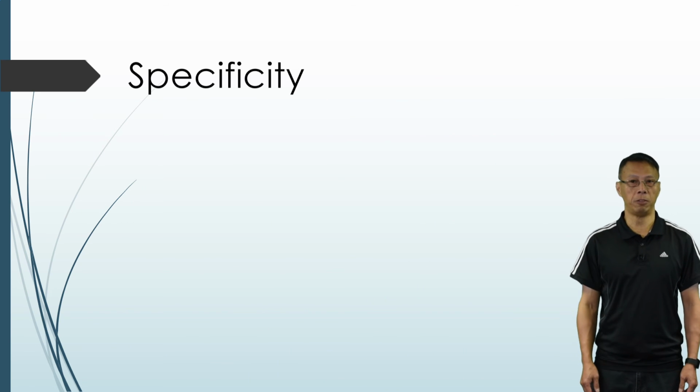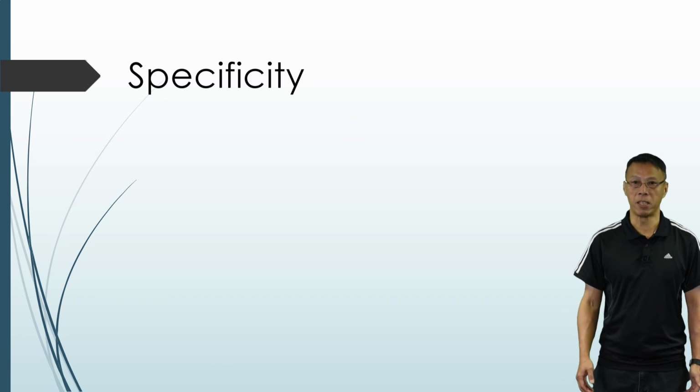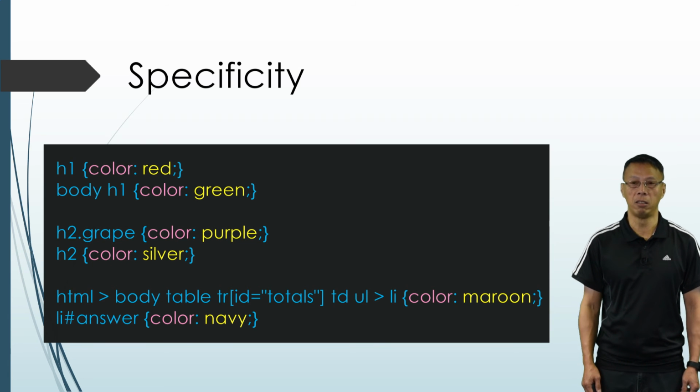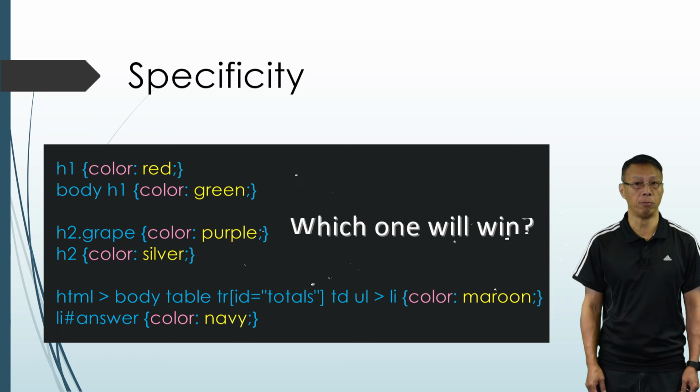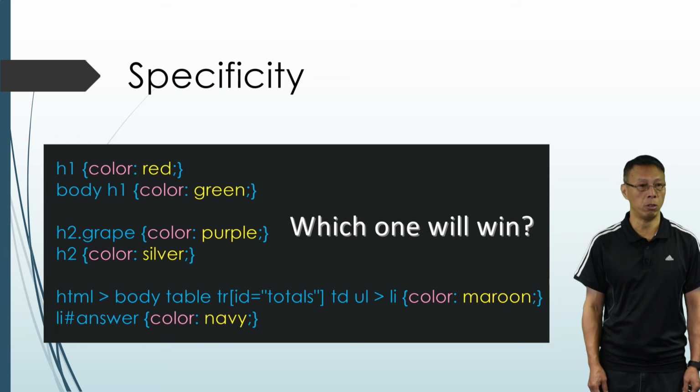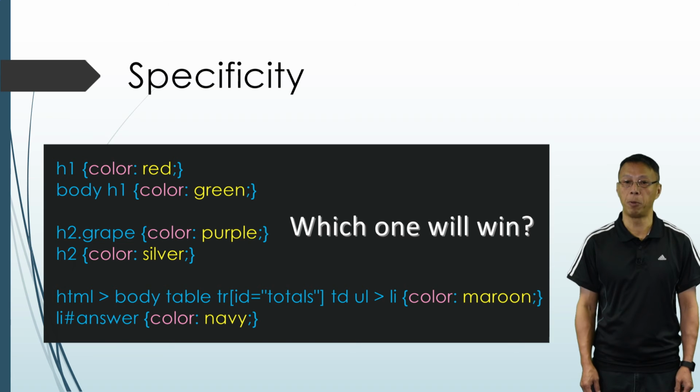We would like to explore more about specificity. Now we have a source code of the CSS here. There are 6 rules. Notice that the first 2 rules are all about H1. Which one should be applied? Similarly, we have the 3rd and the 4th rule. They are both for H2. Which one should be applied also?